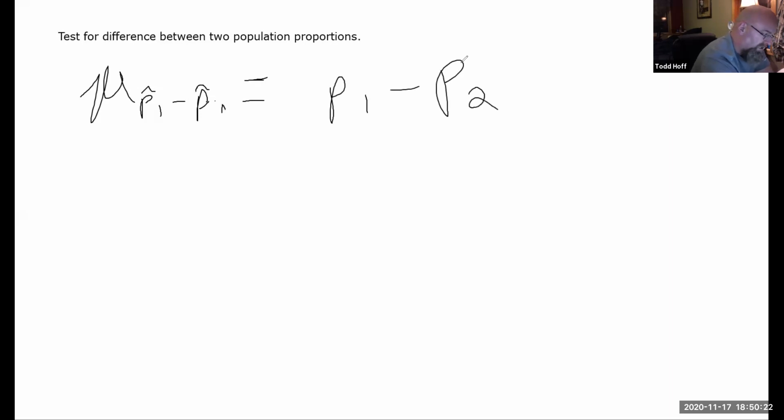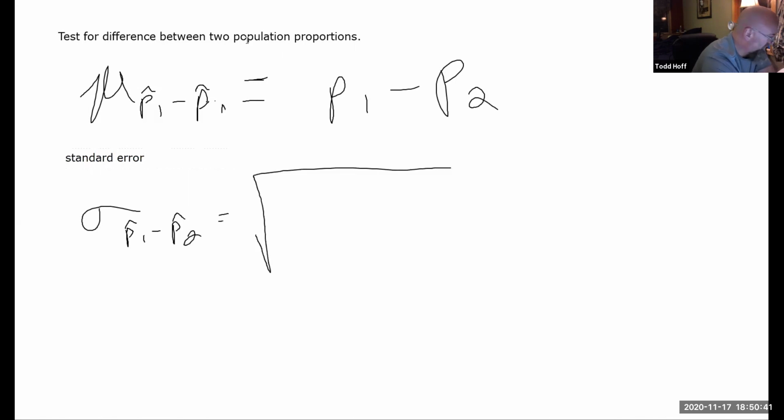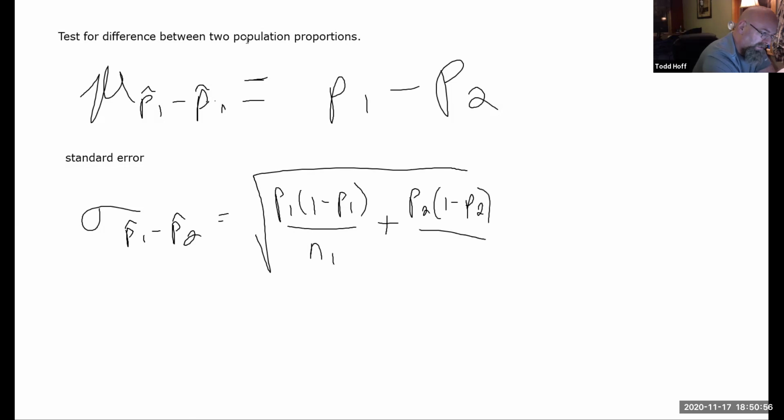The standard error. So sigma of p hat 1 minus p hat 2 is going to be the square root of p1 times 1 minus p1 over n1 plus p2 times 1 minus p2 over n2.